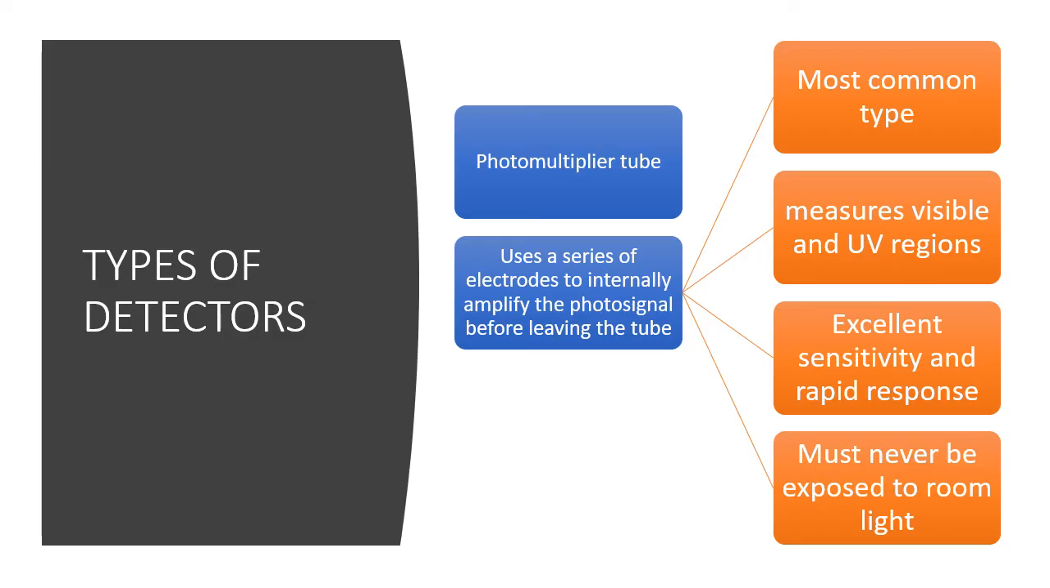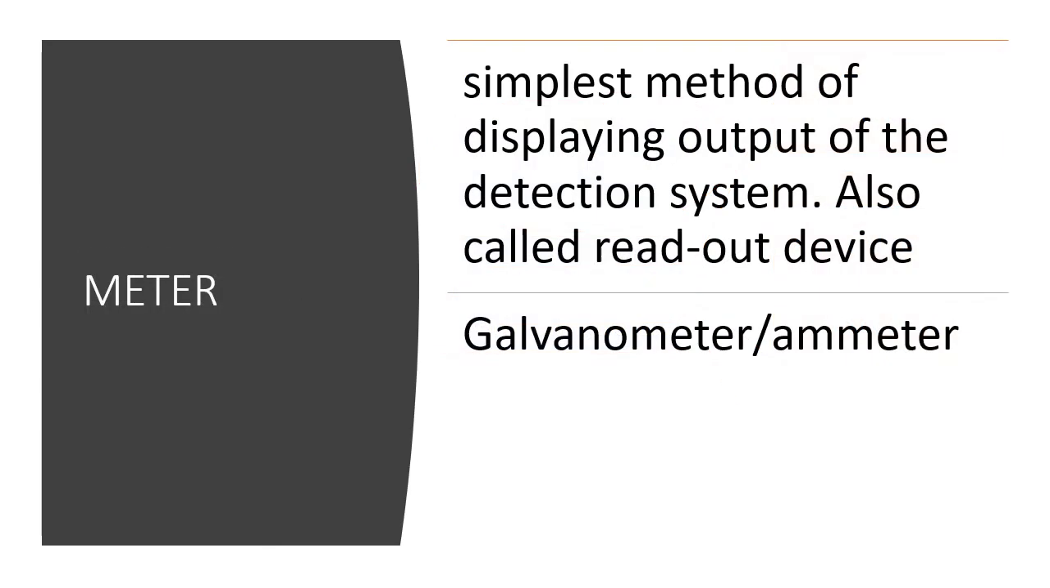Next, our more common type of photodetector is yung photomultiplier tube. So it uses a series of electrodes to internally amplify the photo signal before leaving the tube. So ito yung nakita natin kanina na ina-amplify yung light na pumasok. And then you have also your meter, which is the simplest method of displaying output of the detection system. Also called the readout device, galvanometer, or ammeter.